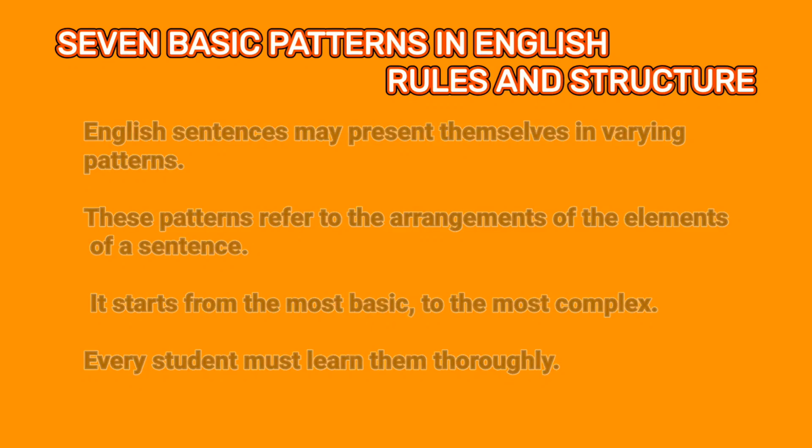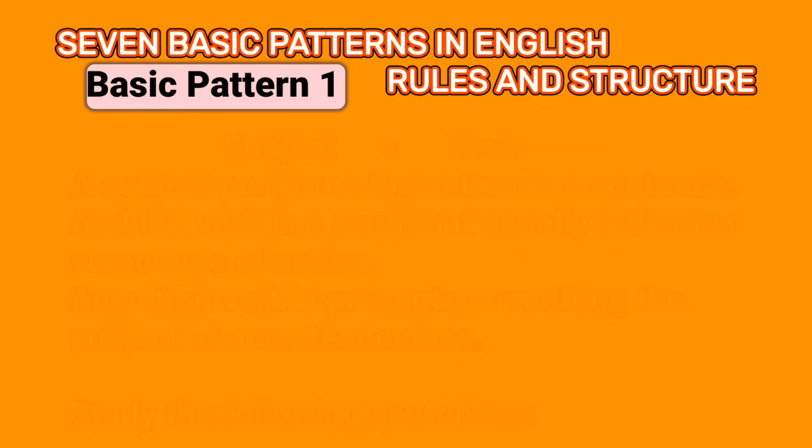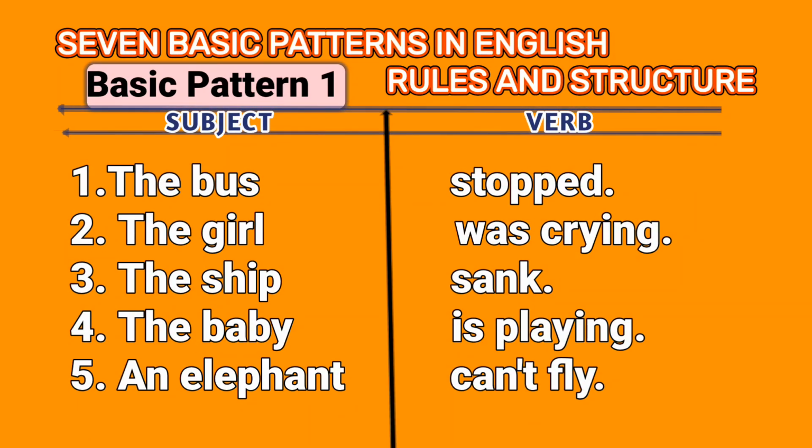The first basic pattern is where a subject performs the action in a sentence. The verb is a word that usually indicates some part of action. An action verb represents something the subject of a sentence does. Study the following sentences. Pattern 1 examples.